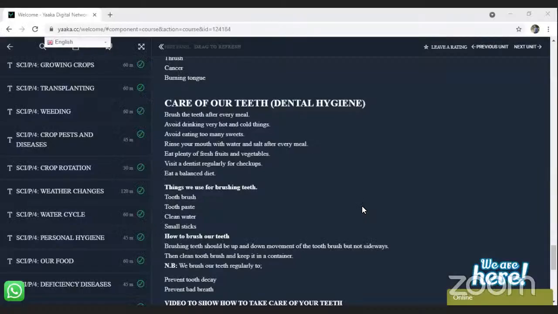Yes, so we're talking about the adaptations, and today our internet is poor and also the lack of power here.